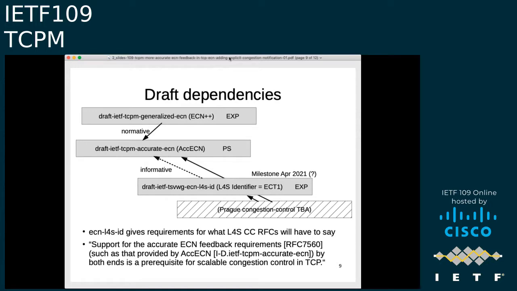So just now the procedural side, just to explain that Accurate ECN, which is the second draft there in the middle, is now intended for proposed standard. The ECN++ draft that's experimental depends on it normatively, and they're both hanging at the moment, waiting for the allocation of ECT1 in that TSVWG draft down there, the Alpha S one, which has a milestone for next April. That sets up the possibility of future drafts on congestion control that could depend normatively on Accurate ECN. So Accurate ECN doesn't depend on anything else, but other things depend on it, is the conclusion of this slide.